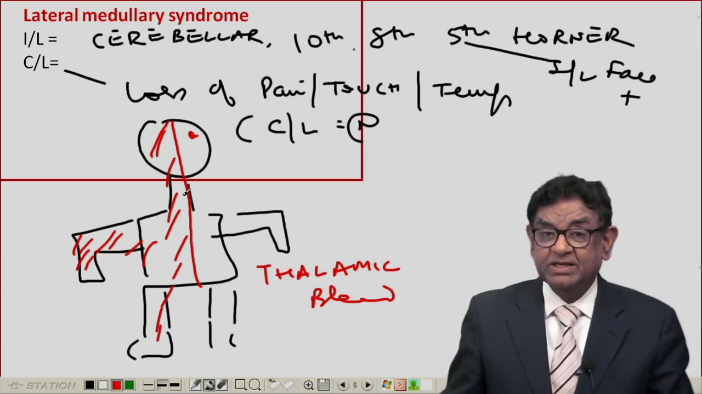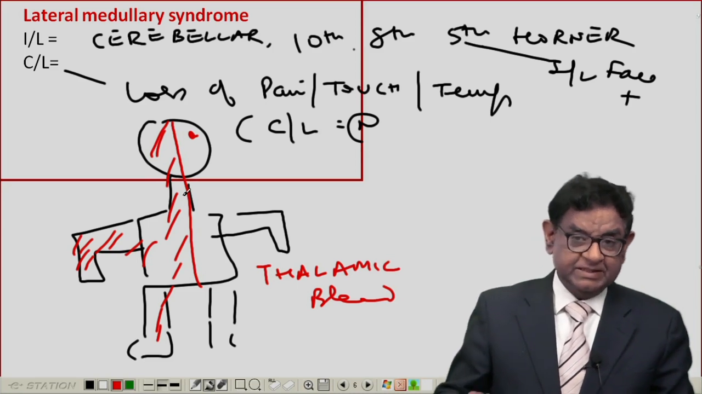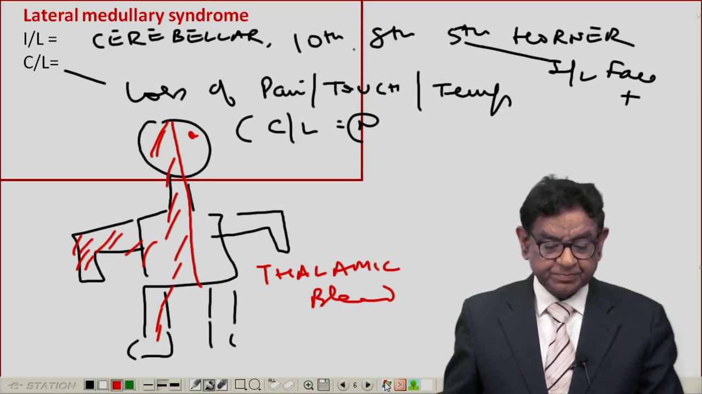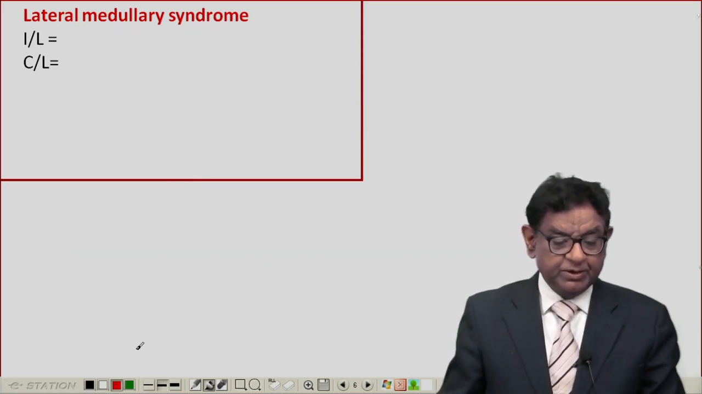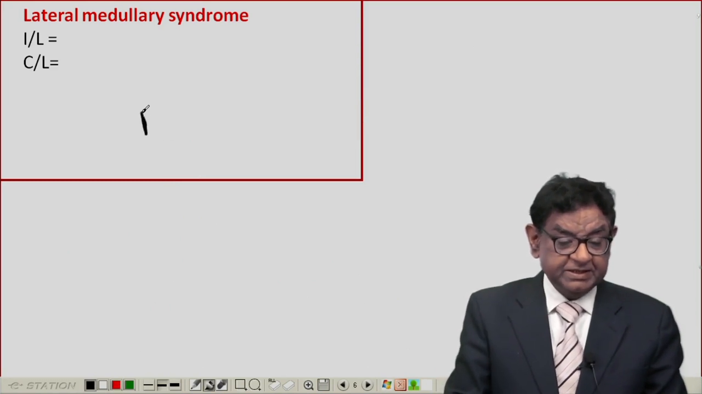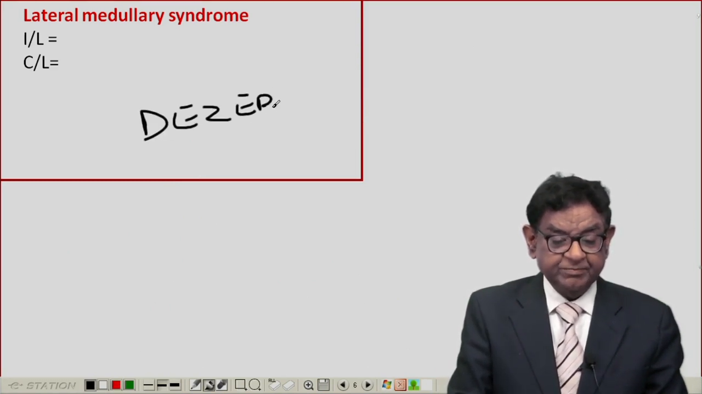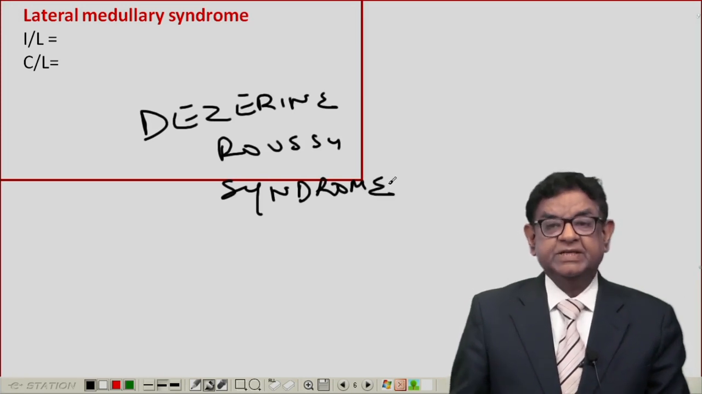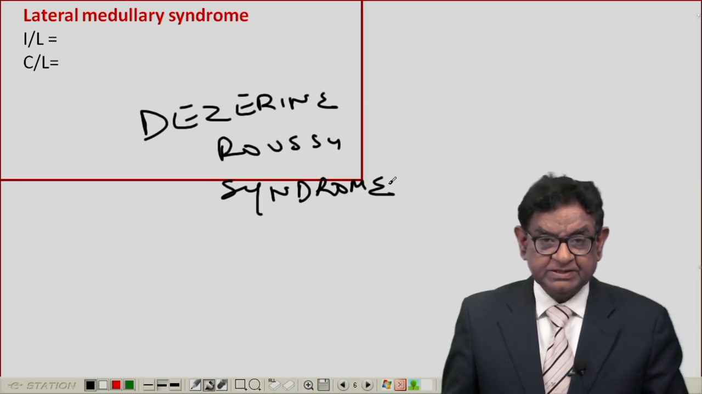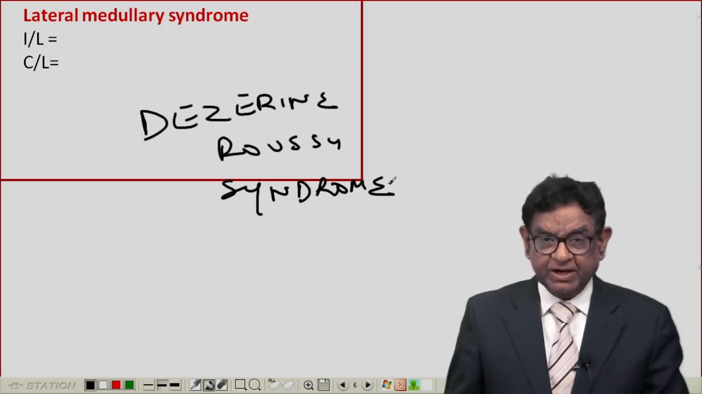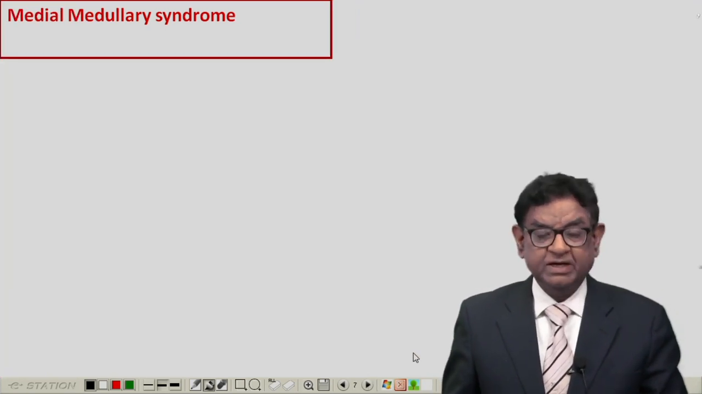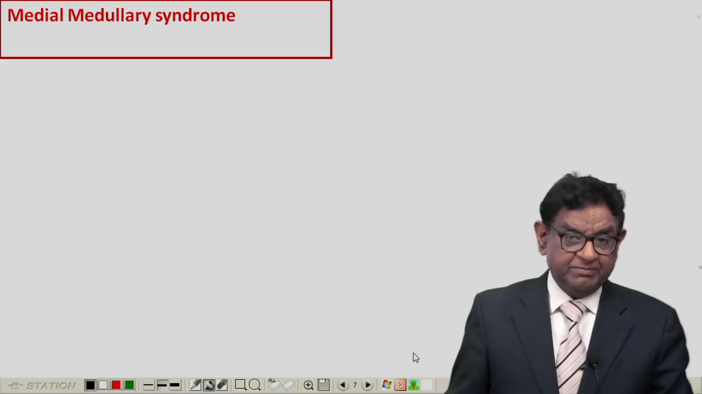Write down the answer. What is that syndrome known as, where in the recovery phase the patient has pain and burning in the contralateral body? I hope you have written the answer. The answer is Dejerine-Roussy syndrome. This I have discussed in great detail, where I discussed thalamic bleed in another lecture. I hope you have seen it; if not, see that lecture also. So I hope you are much wiser about lateral medullary syndrome, so-called Wallenberg syndrome.